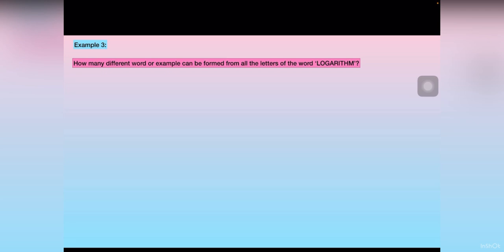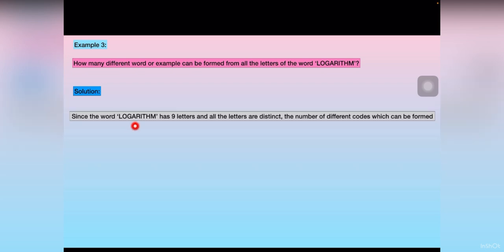Example 3. How many different words or codes can be formed from all the letters of the word LOGARITHMS? Solution. Since the word LOGARITHMS has 9 letters and all the letters are distinct, the number of different codes which can be formed is 9P9 equals 9 factorial equals 362880.